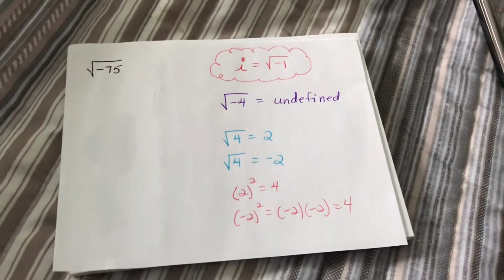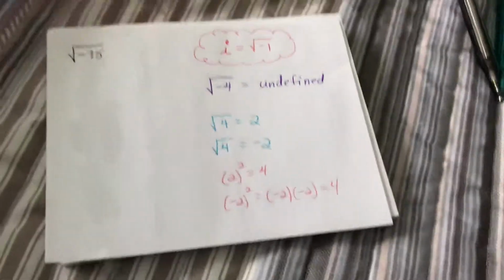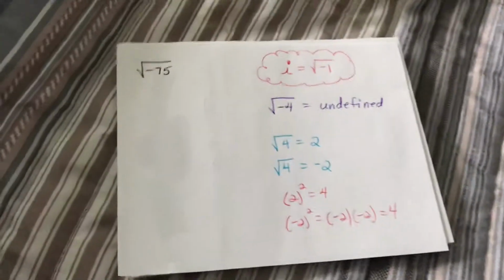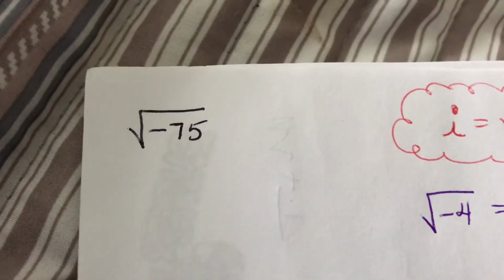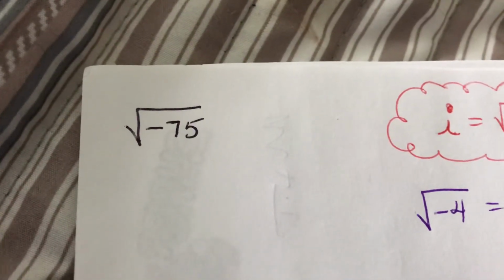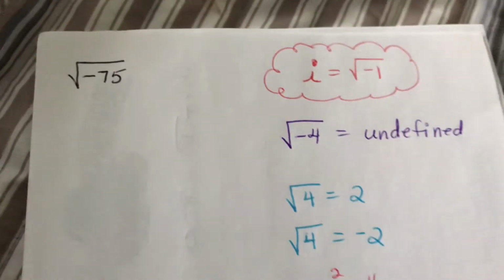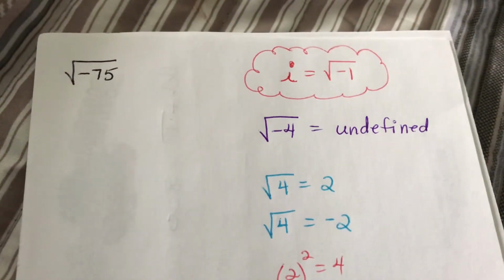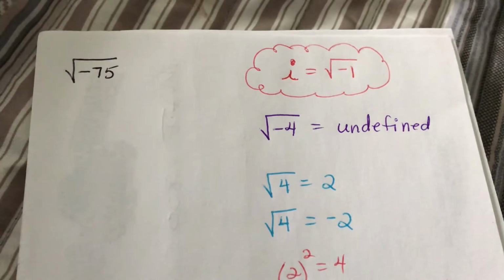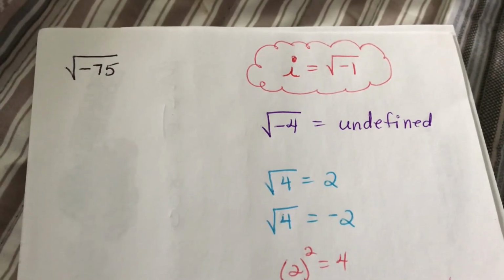Okay, I'm going to try to explain this on a little piece of paper here. Your problem is to write the square root of negative 75 in terms of i. Simplify your answer. The thing you have to remember is i actually represents the square root of negative 1, and that's known as the imaginary number.